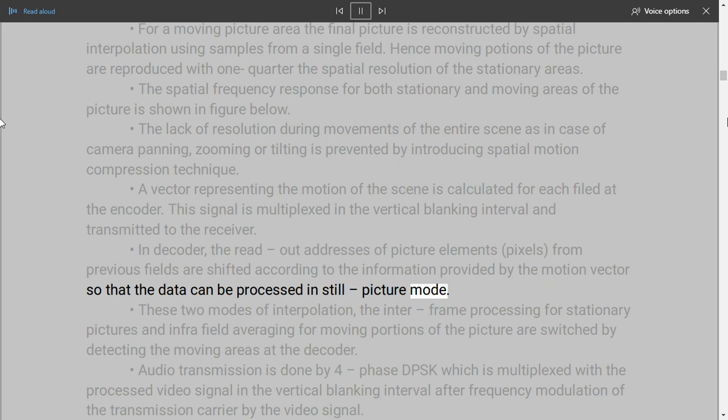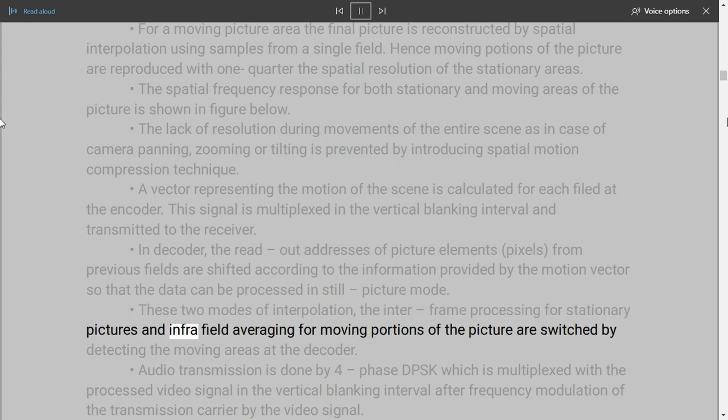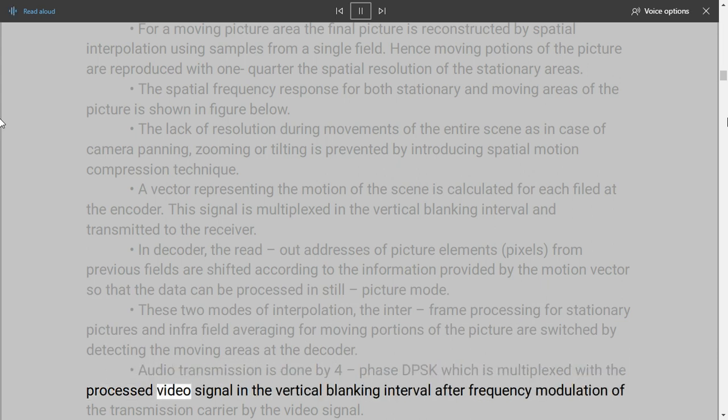These two modes of interpolation, the inter-frame processing for stationary pictures and intra-field averaging for moving portions of the picture, are switched by detecting the moving areas at the decoder. Audio transmission is done by 4-phase DPSK, which is multiplexed with the processed video signal in the vertical blanking interval after frequency modulation of the transmission carrier by the video signal. Diagram.